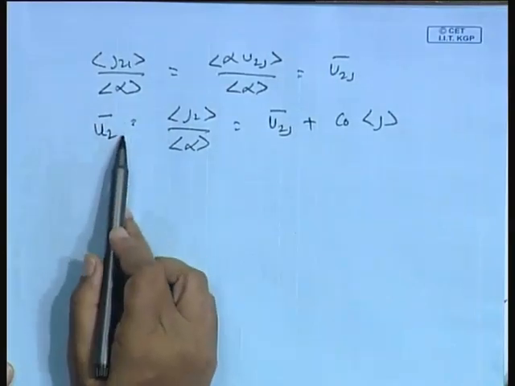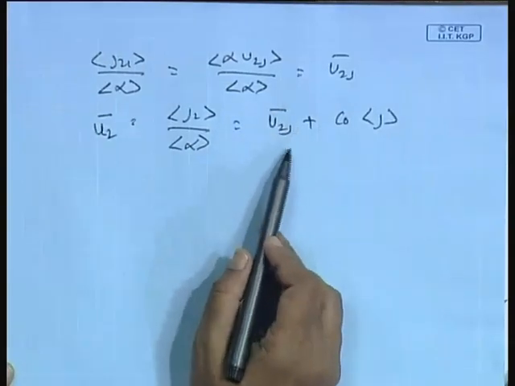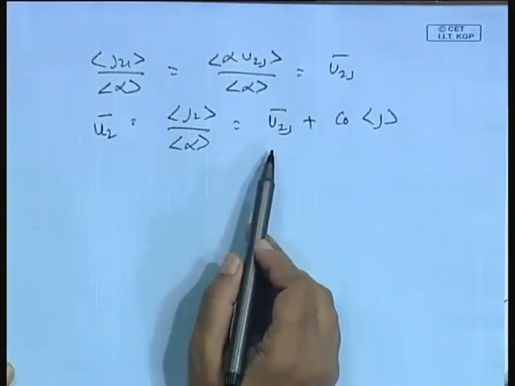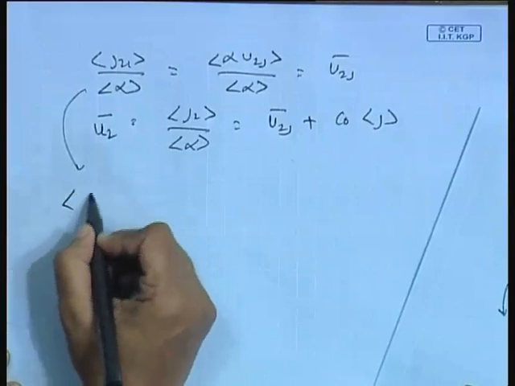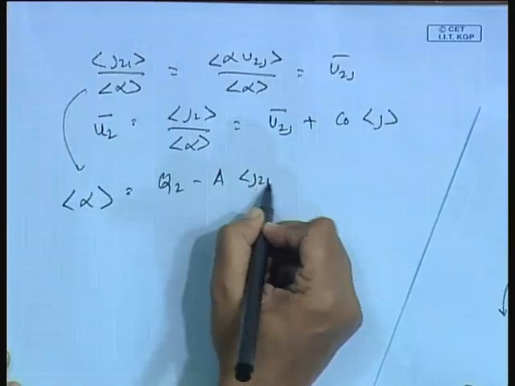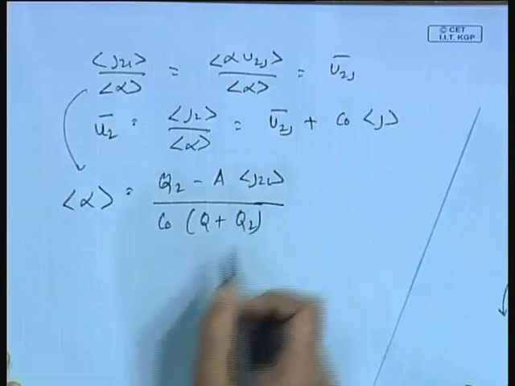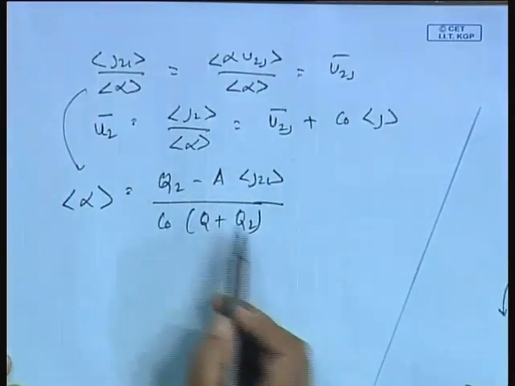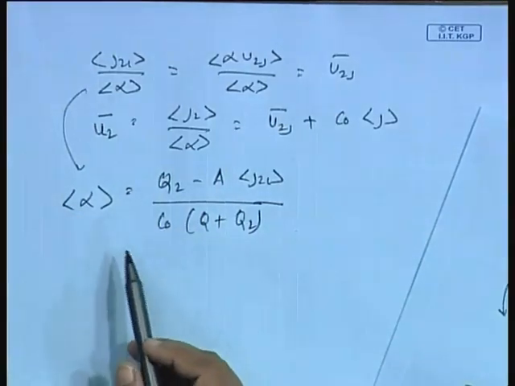So, in this particular way also we can write down the equation in terms of two weighted mean average values, the weighted mean average value of the velocity of phase 2 and the weighted mean average value of the drift velocity. So, from this particular expression we can get the expression of alpha, which is equal to (Q2 minus A J21) divided by C0 into (Q1 plus Q2). So, therefore, if Q2 and Q1 are measured, A is known, J21 is known and C0 is known, alpha can be very well determined.